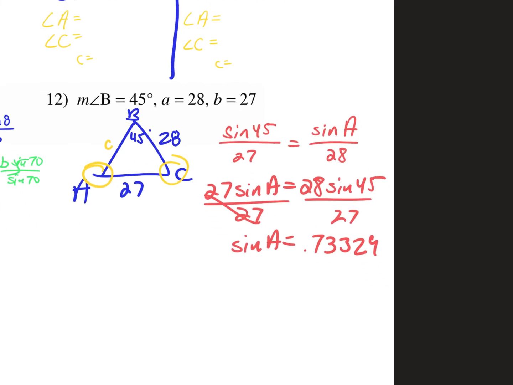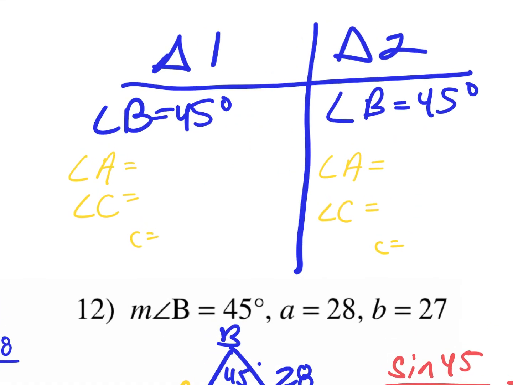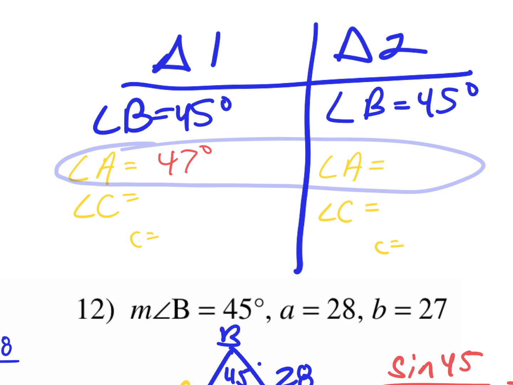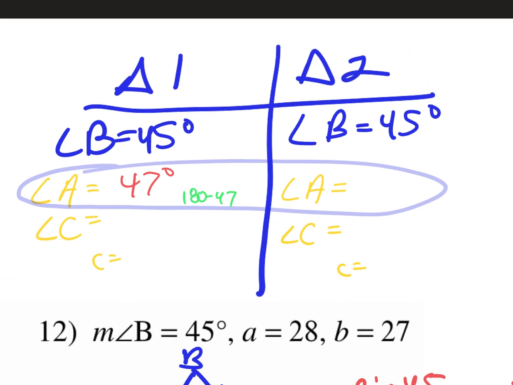So measure of angle A is about 47 degrees. So if I say that A is about 47 here, how do I figure out how much A is in my other triangle, if there is one? Subtract it from 180. Good, Christian. So I have 180 minus 47. 180 minus 47 is 133 degrees.